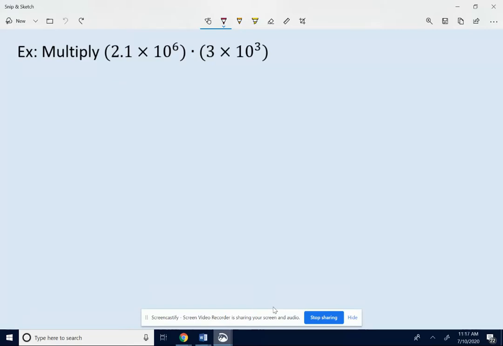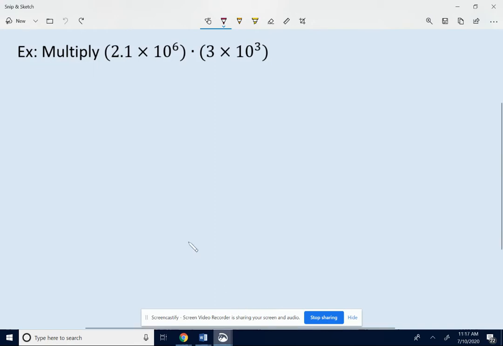Okay, we are multiplying two numbers in scientific notation. I want to first show you a shortcut on how to do that. And then, at the end, I'll show you the long way if you really want to stick with that. But I want you to really see if you can understand the shortcut way to do it.